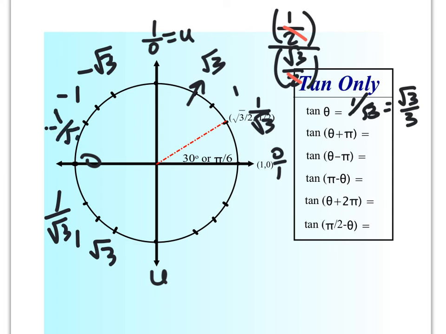1 over root 3. And so this would be negative 1. This would be negative 1 over root 3. This would be negative root 3. Alright, if you know your unit circle, trig's going to be fun.